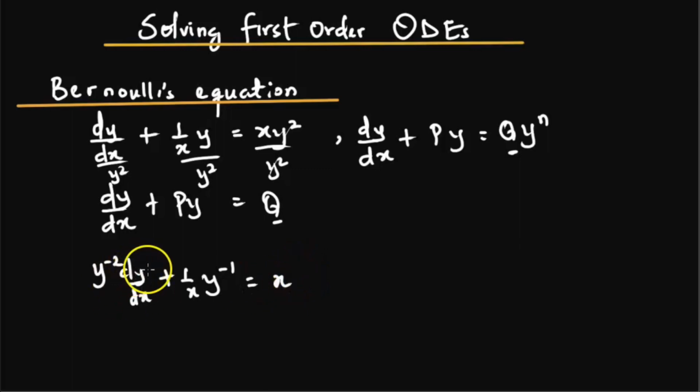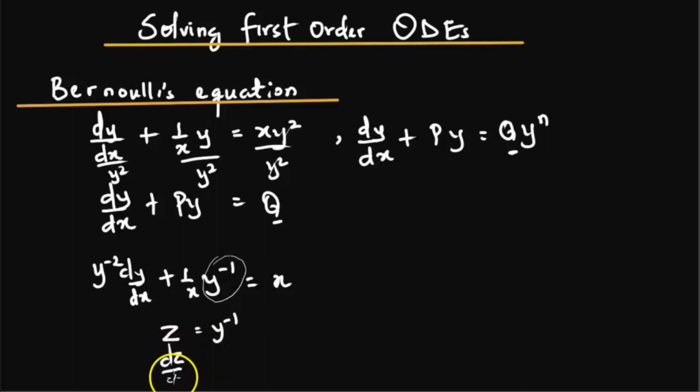Okay, now we are not quite there yet because the y dx is not standing alone. So the next step is to bring in another variable. We're going to equate this to a variable z. So we're going to say z equals y to the power minus 1. And then we're going to differentiate z with respect to x implicitly.